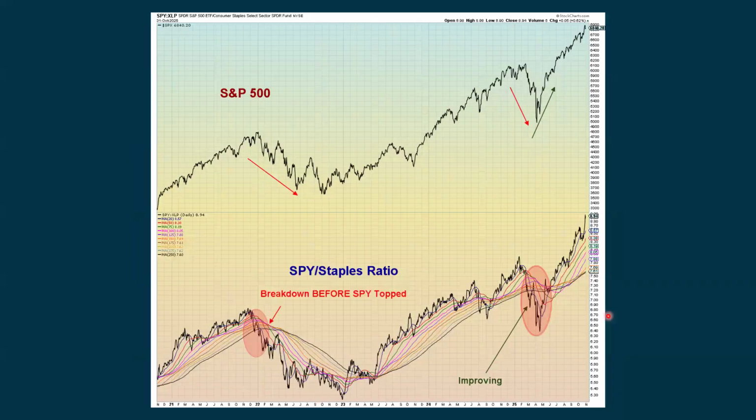Now this is still looking good though. This is a ratio between the S&P and Staples. Staples, toilet paper, toothpaste. Well, if we were getting ready to really roll over and go in the dump as far as the market, this ratio wouldn't be at all-time highs or just coming off of it recently. This ratio would be rolling over, and that's not what's happening right now.